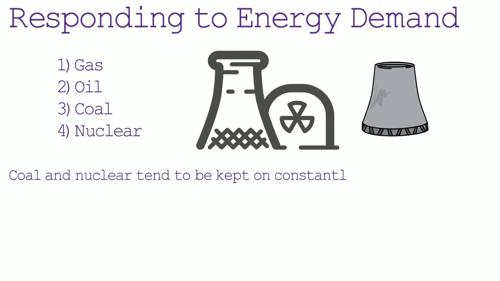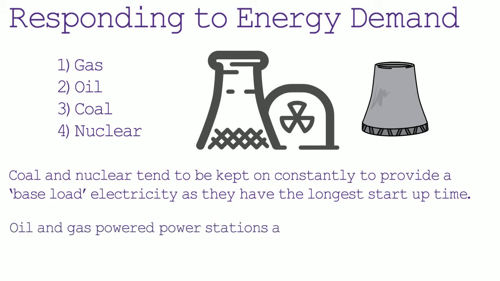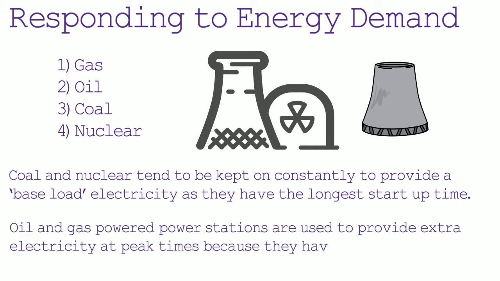Coal and nuclear tend to be kept on constantly to provide a base load electricity, as they have the longest startup time. Oil and gas powered power stations are used to provide extra energy at peak times because they have the shortest startup time.